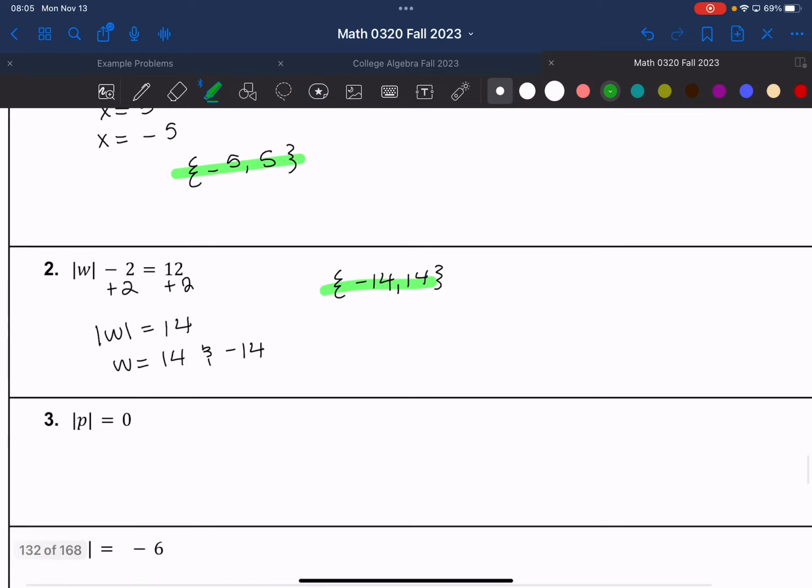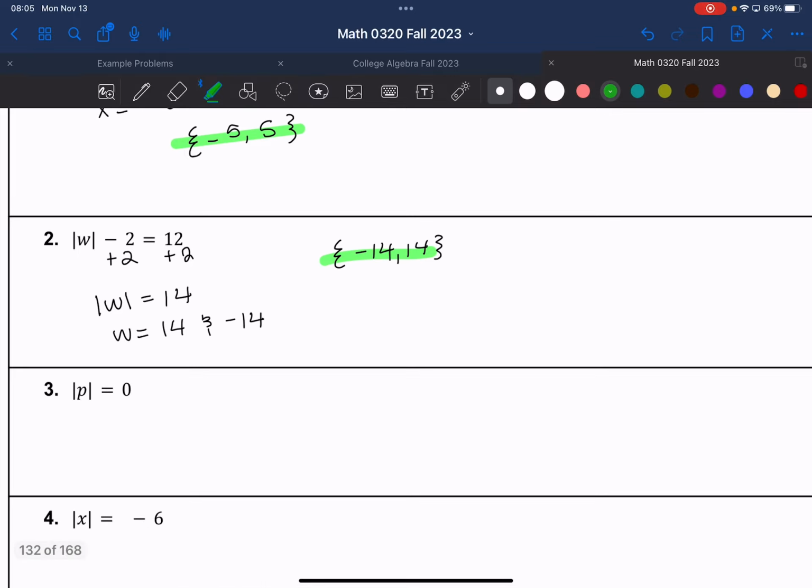What if I have my absolute value equal to 0? How many answers am I going to have? 1, because can I have a negative 0 and a positive 0? No, I just have 1 zero. So this is p is equal to 0. So I would just write the solution set, curly bracket, 0, curly bracket.